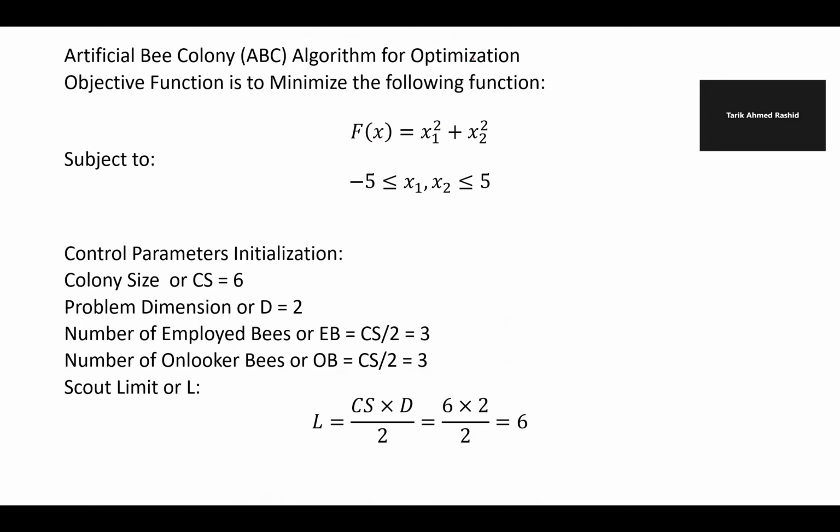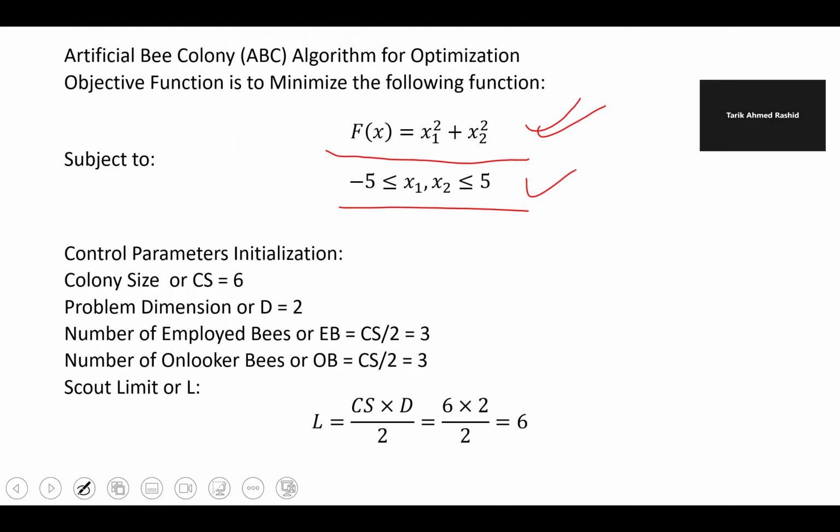So here is the artificial bee colony example. We have this function, and we try to minimize this function, subject to these constraints. Now, control parameter, colony size, let's say it's 6, and problem dimension 2, x1, x2, so two dimensions, 1 and 2.